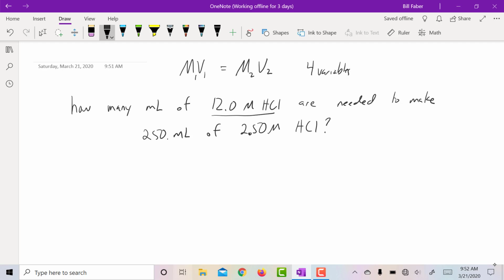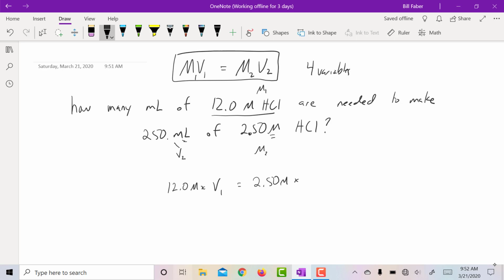So we know that this is a higher concentration. It's a molarity, so it's an M concentrated or M1. This is a volume and this is a molarity, and they're connected to one another, so they're V2 and M2. So this is a concentration, I know, because of its unit, a molarity, and this is a volume. So I just have to plug them into this equation up here to solve this. So I say 12.0 molar times V1, I don't know what that is, equals 2.50 molar times 250 milliliters.